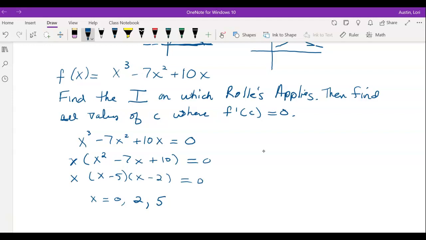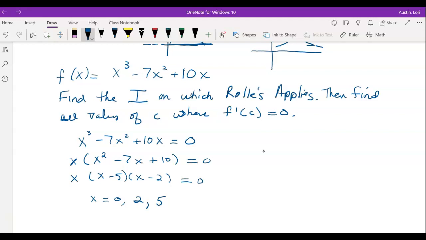So remember what this means. This means f of 0 equals 0, f of 2 equals 0, f of 5 equals 0. All right? That's what this means. And what does that mean? It means all those f of things.